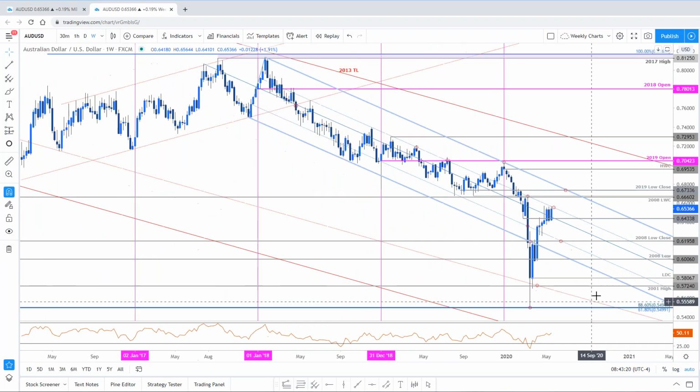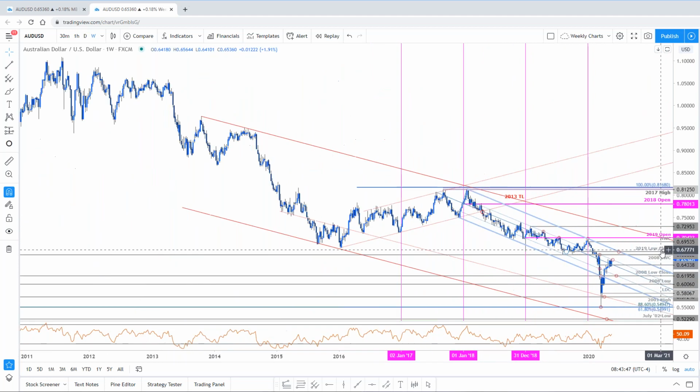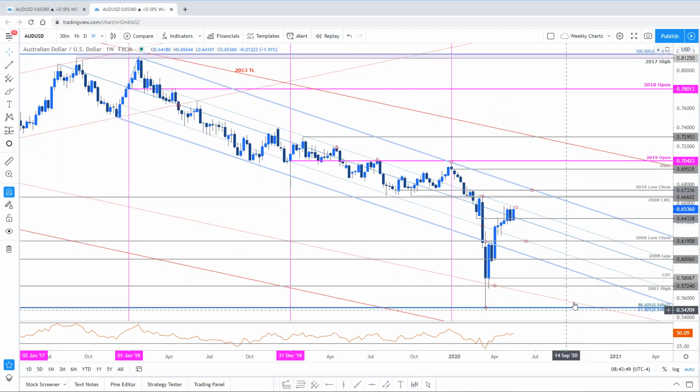Here's Aussie on the weekly chart. Man, what do you do with that? You play the range, you respect the range, and when that range breaks, we're going to get some definitive bias here. Topside targets on the weekly standpoint, 66.60 and 67.33. That's the 2019 low close, and the 2008 low week close, going all the way back to crisis time. So big zones on the upside.